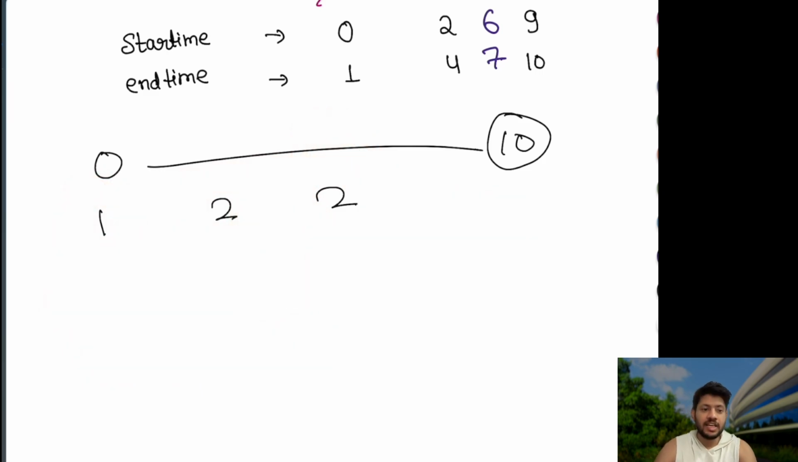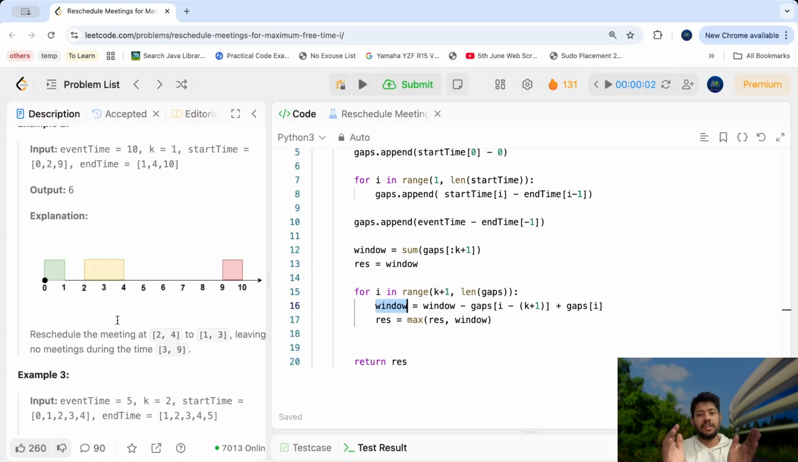So that is the logic to find the sum of every k plus 1 window instead of just looping in every k plus 1 window. So I can say for i in the range of k plus 1 to the length of gaps, the next window is going to be my current window minus gaps of i minus k plus 1, that is the previous element which we are leaving behind from our window, plus the new element which we are adding in the window, gaps of i. Then our result is going to be the max value of the existing result and the new window. After we are out of the loop, we can just directly return the value of result, and that is going to pass all the test cases for this particular input.